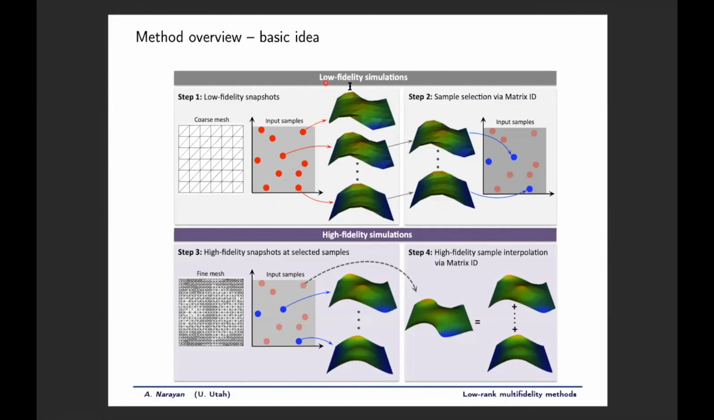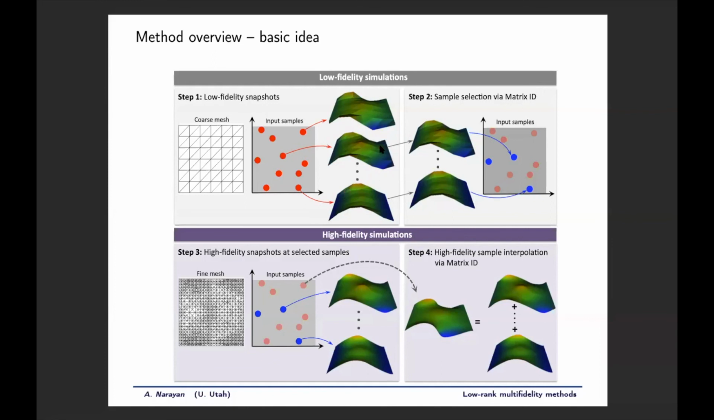What I'm going to do is, on the low fidelity model, query a bunch of sample points. Every time I query a sample point, that means solving, say, a finite element model on this coarse mesh, and it gives me some field at the output. I can put a lot of points and get a huge collection of these because the low fidelity simulation is cheap.